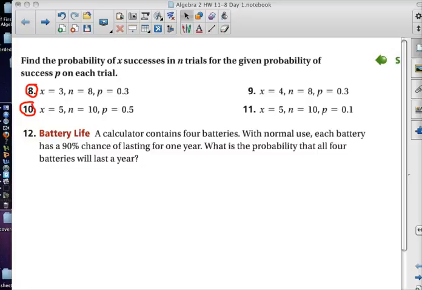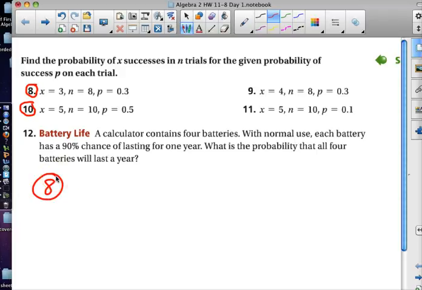These are the frequently asked questions for Algebra 2 for Section 11.8, Day 1, starting with number 8. What we are doing here is finding the probability of X successes in N trials for the given probability of success P on each trial.